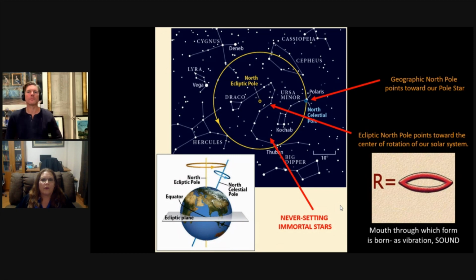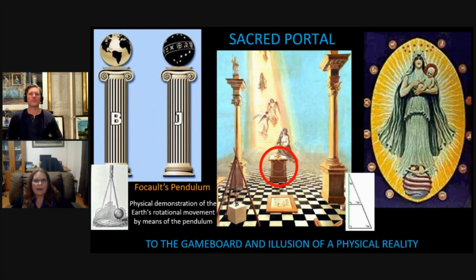Those 12 zodiac signs are circling the North Ecliptic Pole, right? That's our Santa Claus. And so in the center, I love this image. It's a Masonic image, a painting showing these angels descending into form, right?